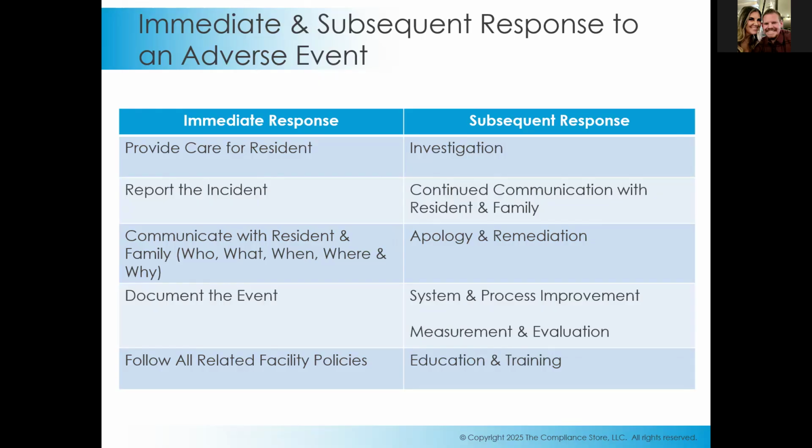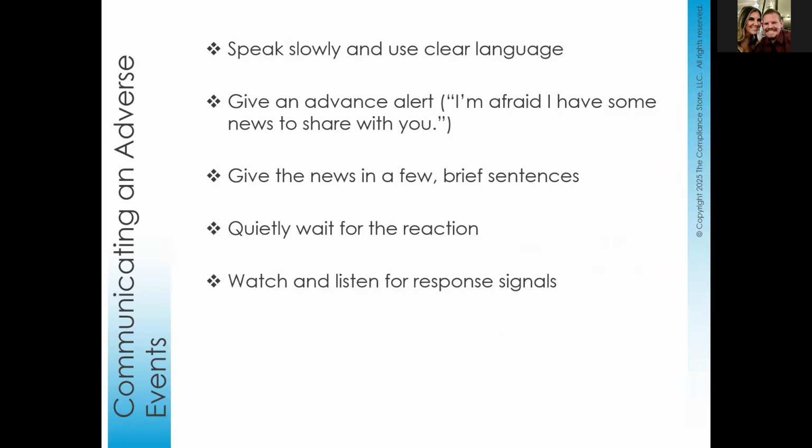In addition to the family being notified, we'll be there to communicate with them as well. We do need to tell them the who, what, where, when, and why, and provide an apology and remediation. We must document the event. And this is where our QI program comes into place, right? System and process improvement, measurement, and evaluation. So follow all related facility policies, and that's the follow-up. Whenever you have an action that requires a response, it then prompts a training so that we can ensure that it doesn't happen to the next family member.